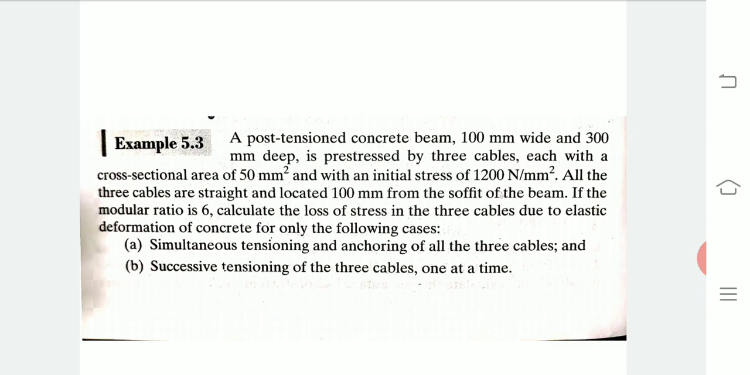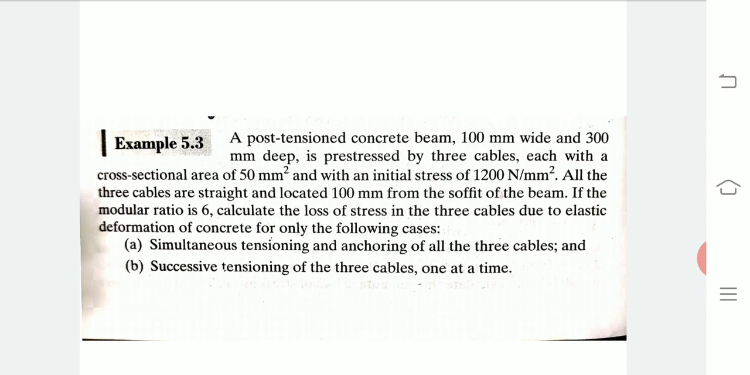Here we have a post-tension beam of section 100 by 300. It is pre-stressed using 3 cables, each with an area of 50 mm square. The initially applied pre-stress is 1200 Newton per mm square. All 3 cables are straight and are located at 100 mm from the soffit of the beam, that is the bottom of the beam. The modular ratio is 6.